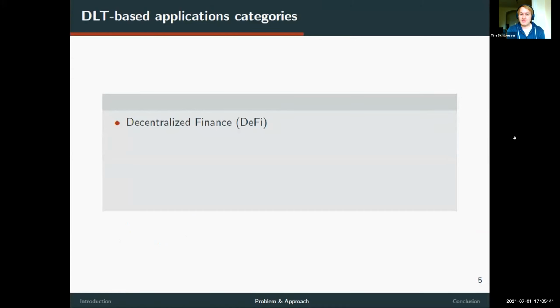So one which was already mentioned today is decentralized finance: a decentralized financial system on top of a DLT, so banking services which are decentralized. Then another application field is asset management. You can think of bonds or funds which use DLTs to improve their structure.